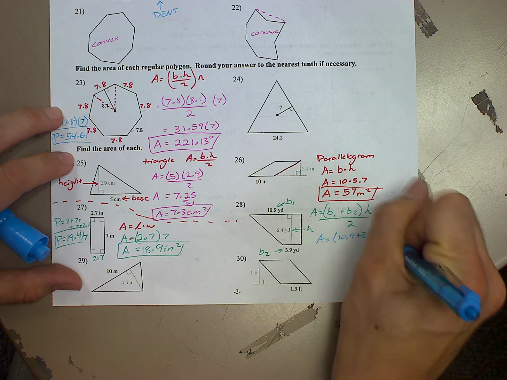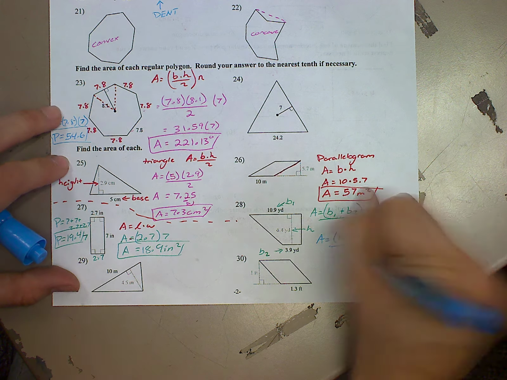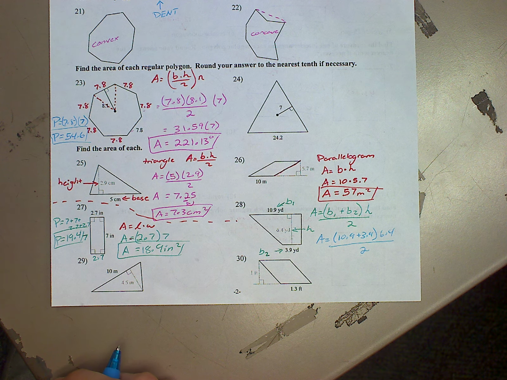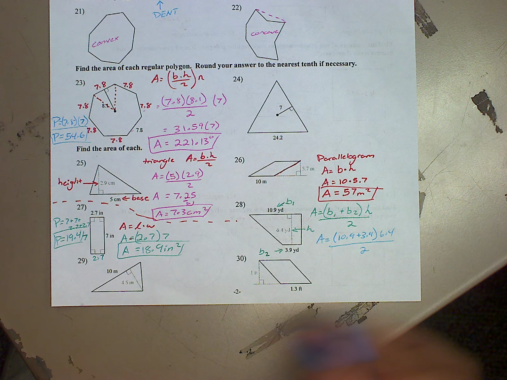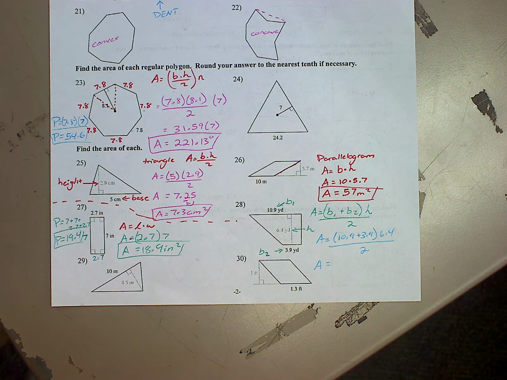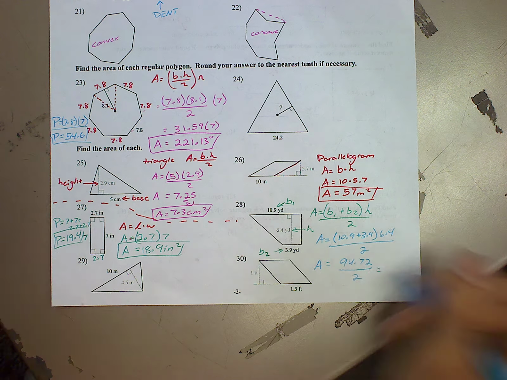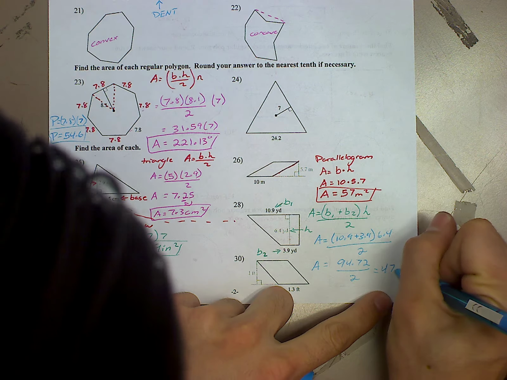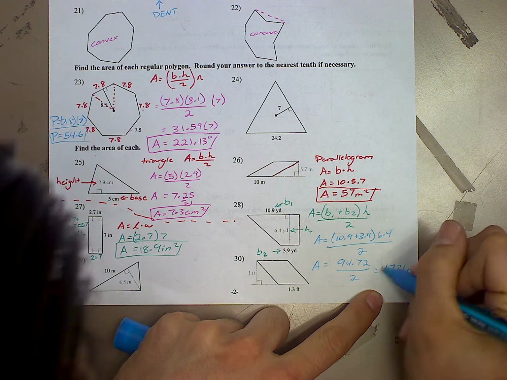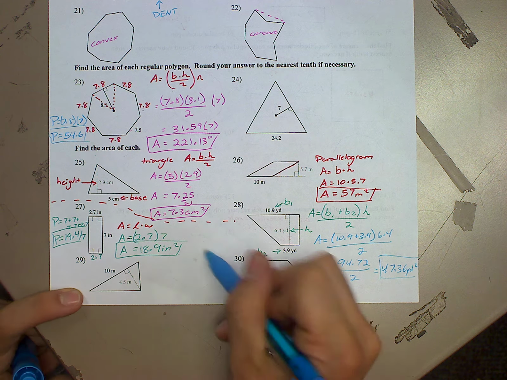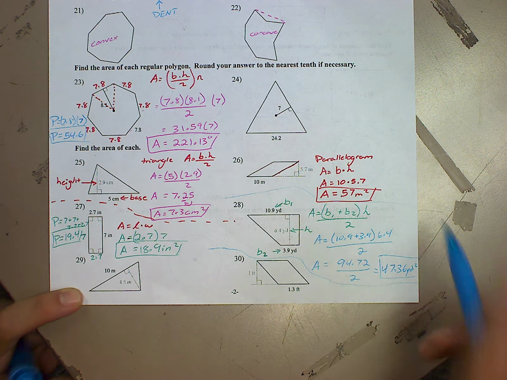10.9 plus 3.9 times 6.4 divided by 2 equals. I got 94.72. Did you divide by 2? No. So 47.36. 14.8, right? Yards squared. 14.8 times 6.4. And that is it.